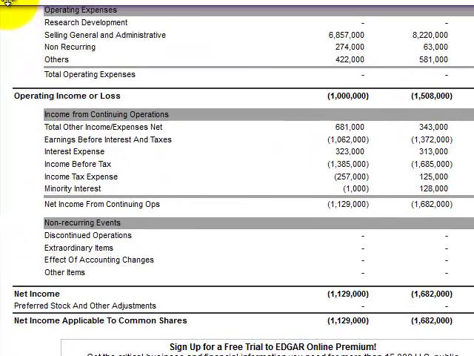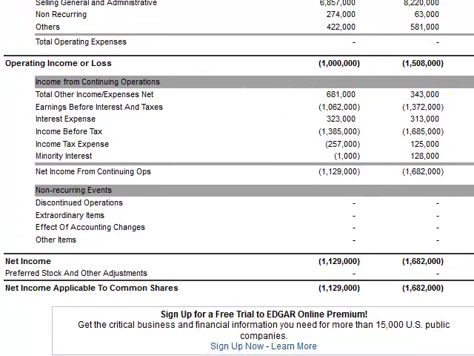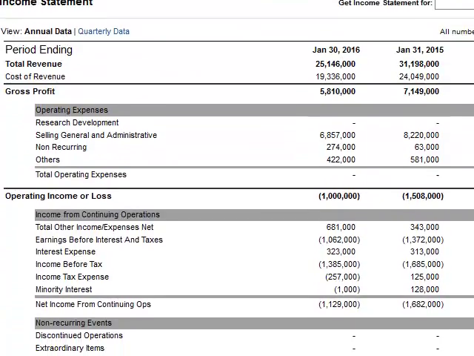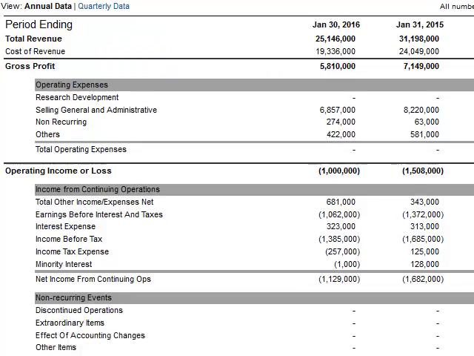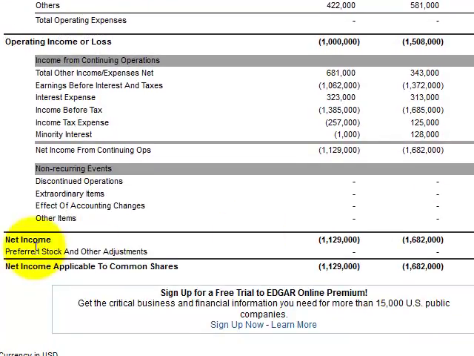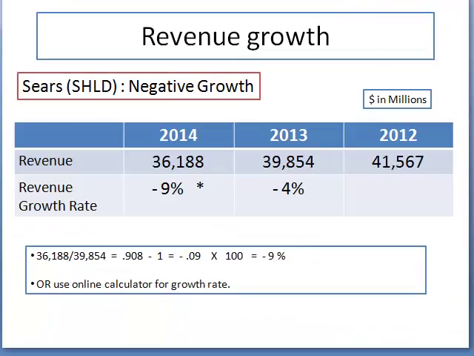Okay, now I'm going to pause it and go back because for our class, in an accounting class, you're going to worry about all these different categories of expenses. For our class, we're going to worry about total revenue and net income. So all I've done here is taken Sears, there you can see the symbol for it, and I've summarized the last 3 years of revenue.